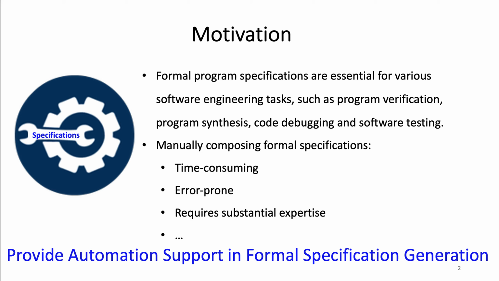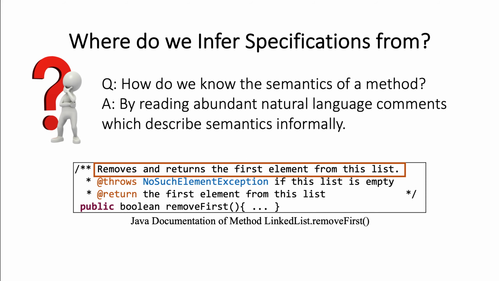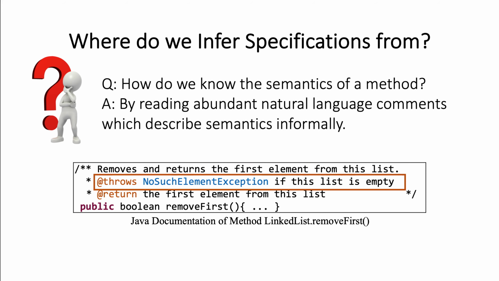For example, this table here shows the comments of the method removeFirst of the class LinkedList. The first sentence is a complete description of the functionality. The third part describes that a certain condition triggers a particular type of exception. The returns part describes the return value of this method.